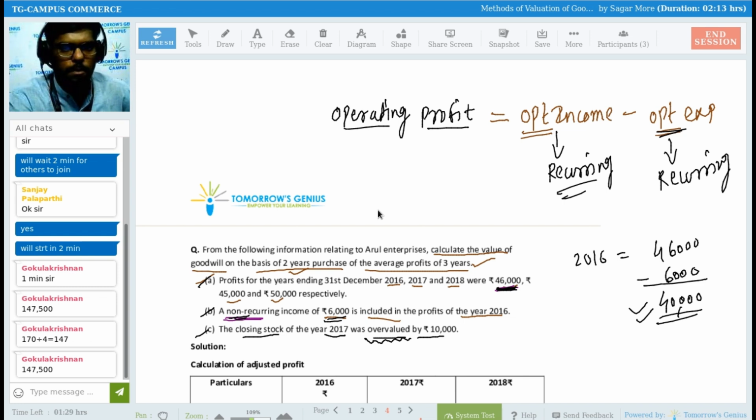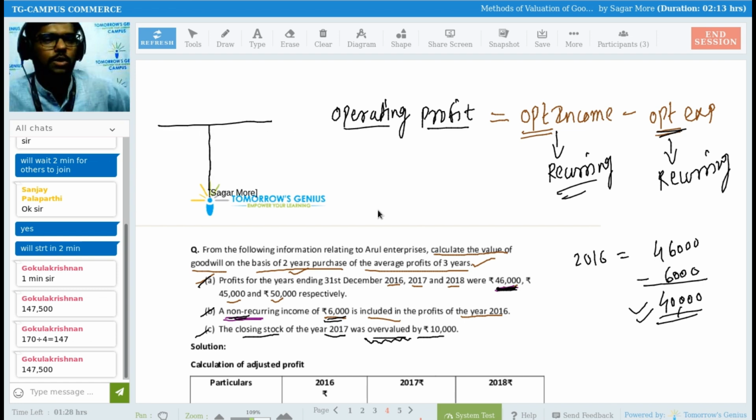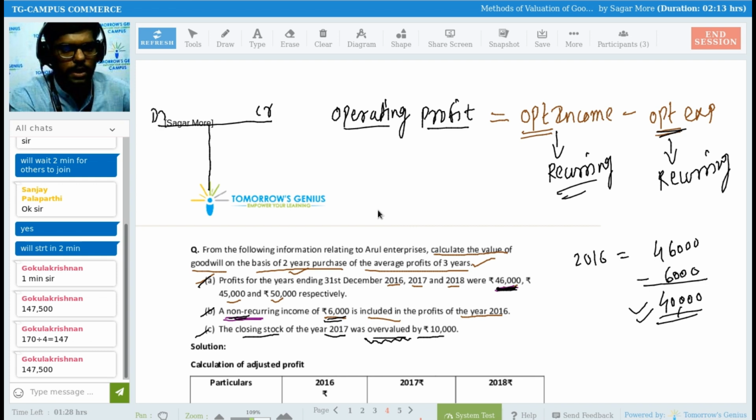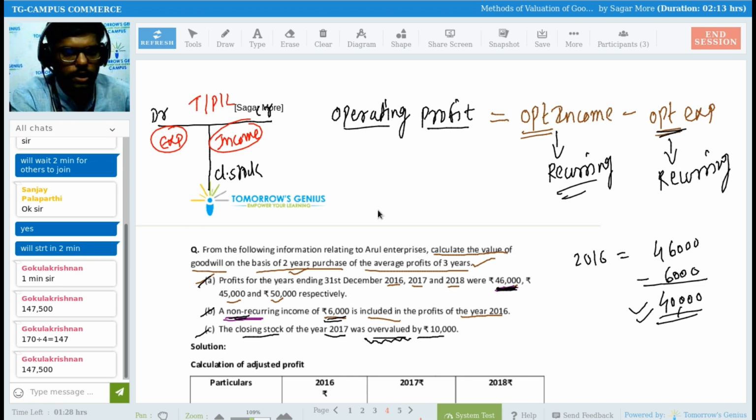Yes, sir. If I prepare here a normal trading and profit and loss account, a combined trading and profit and loss account, tell me, where we have to record closing stock, on the debit side or on the credit side? Credit side. Yes, absolutely right. We record closing stock on the credit side. And we know income we always record on the credit side and expenses on the debit side. So I am preparing this trading and profit and loss account roughly.